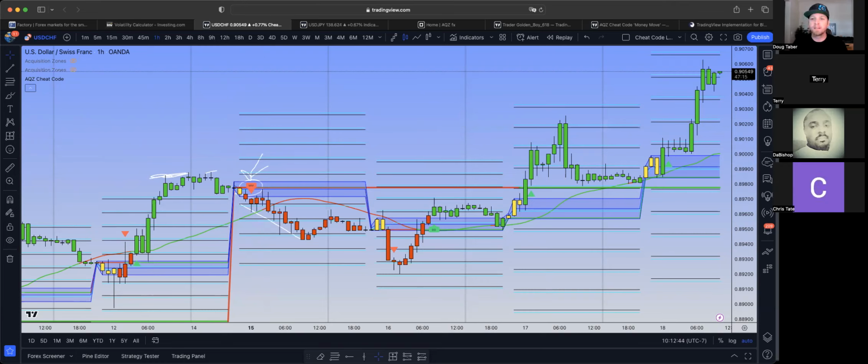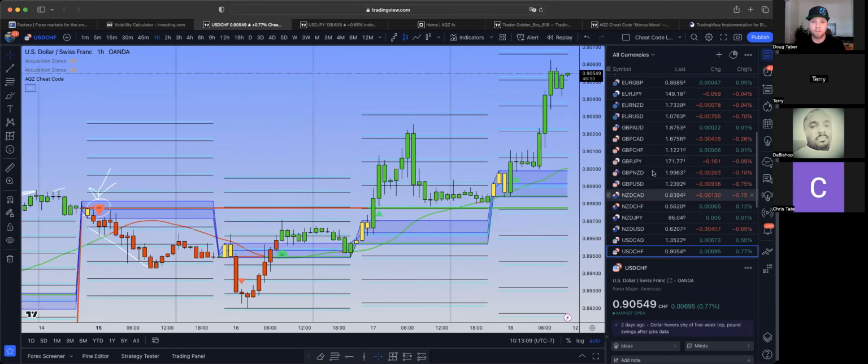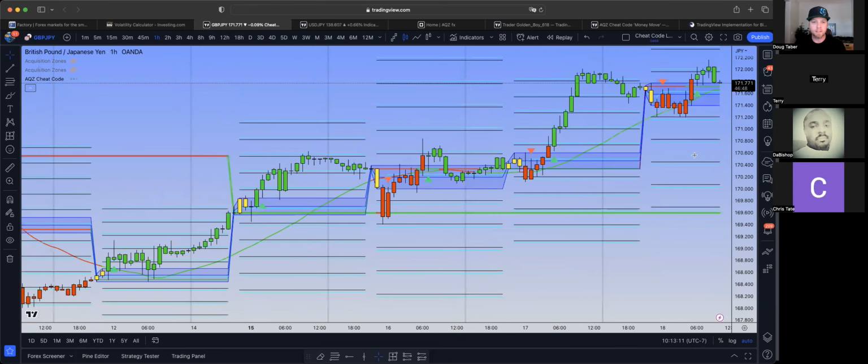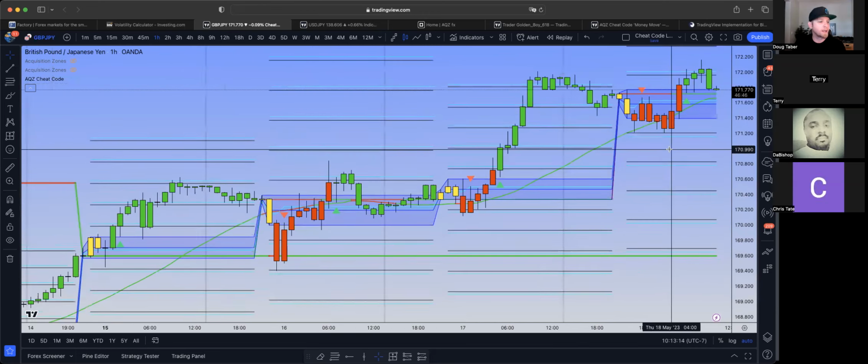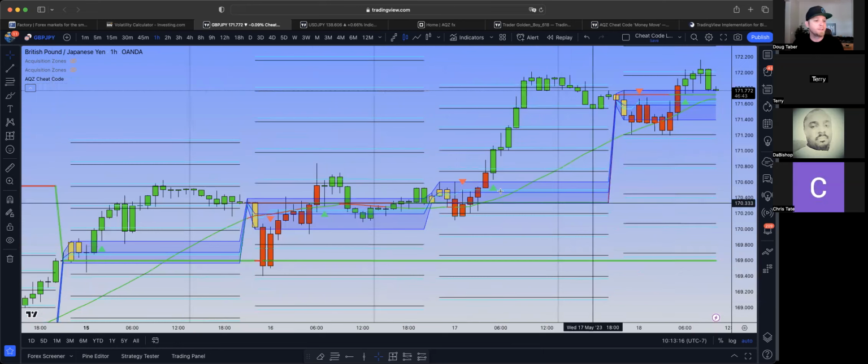The pairs that I really like to trade, I like to trade gold and other Forex majors during New York session. And I love the yen pairs for London session. So we got things like GBP JPY, the Great Britain pound versus the Japanese yen.